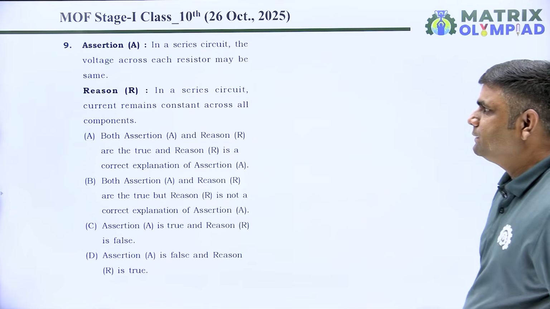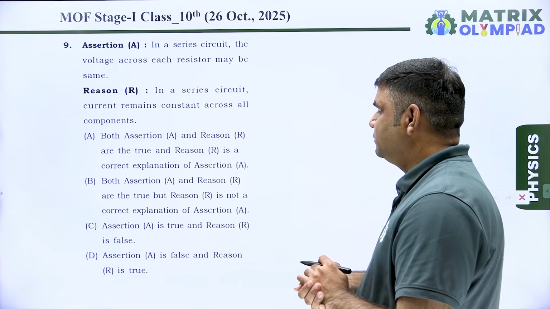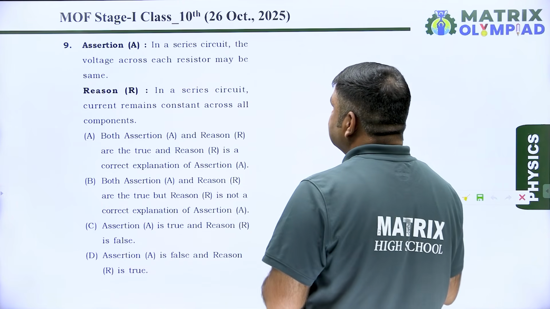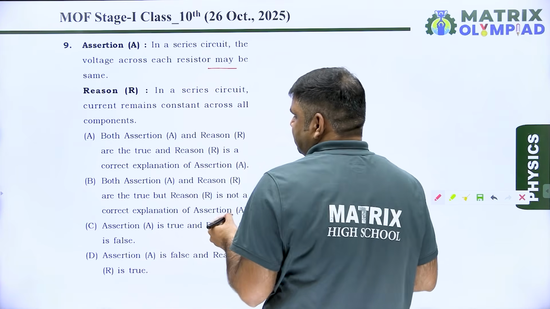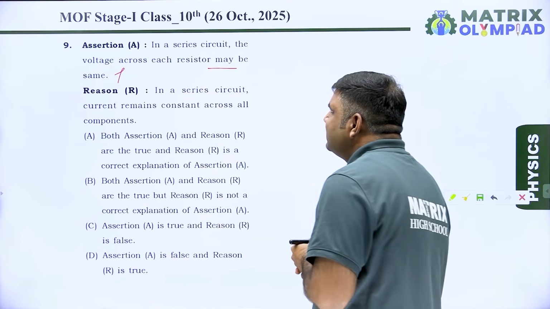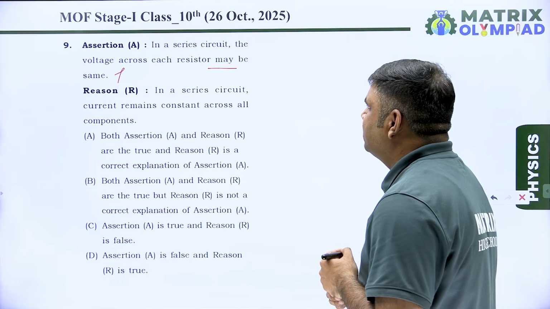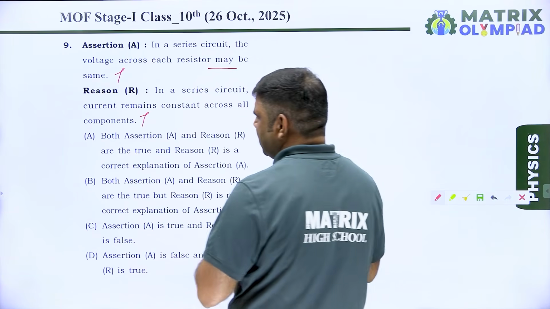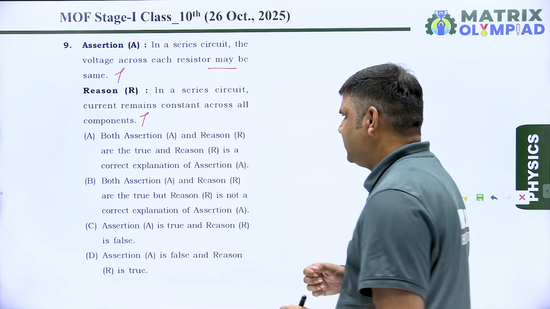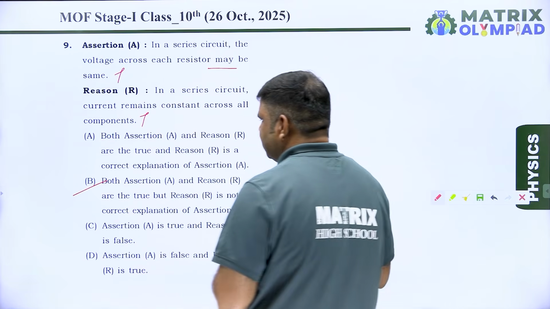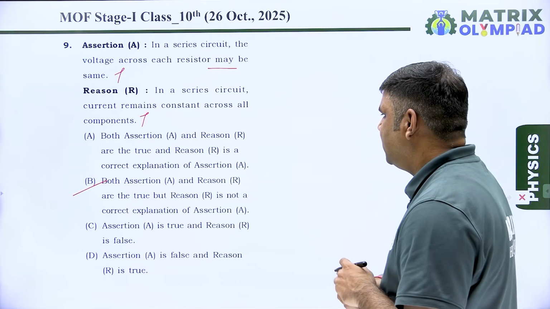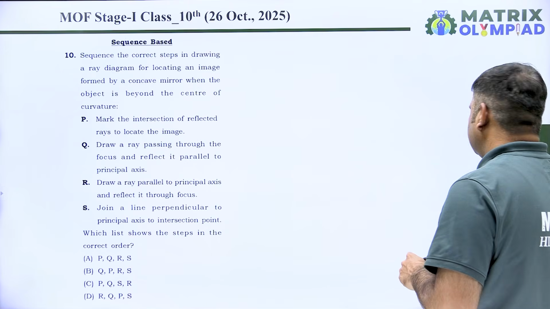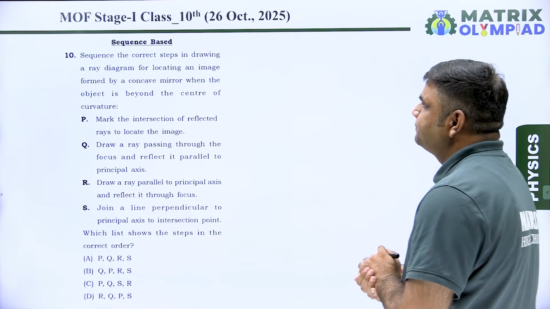Question number 9 is based on assertion and reason. The assertion is, in a series circuit, the voltage across each resistance may be the same. Yes, may be the same. True. The reason is, in a series circuit, current remains constant across all the components. True, but not a correct explanation for the assertion. So our correct answer will be option B. Both assertion and reason are true, but R is not the correct explanation for A. Move to the last question, that is question number 10.